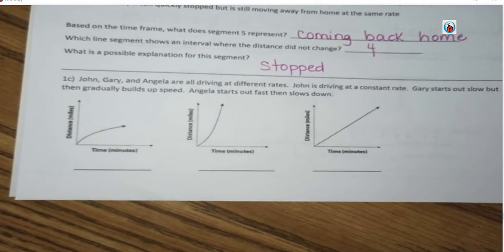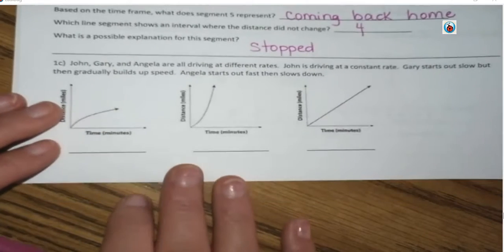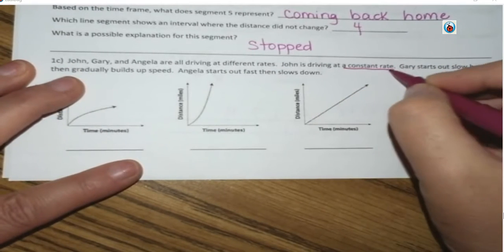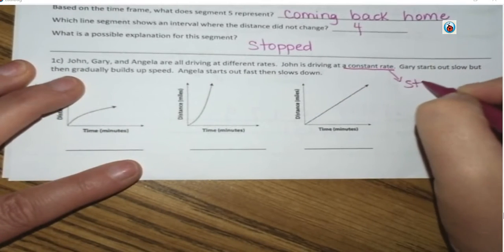Okay, go down to 1C. This is similar to the hose question. John, Gary, and Angela are all driving at different rates. John is driving at a constant rate. Gary starts out slow, but then gradually builds up. And then Angela starts out fast and then slows down. So again, I always start with the constant rate one. That's always the easiest because that's going to be a straight line.